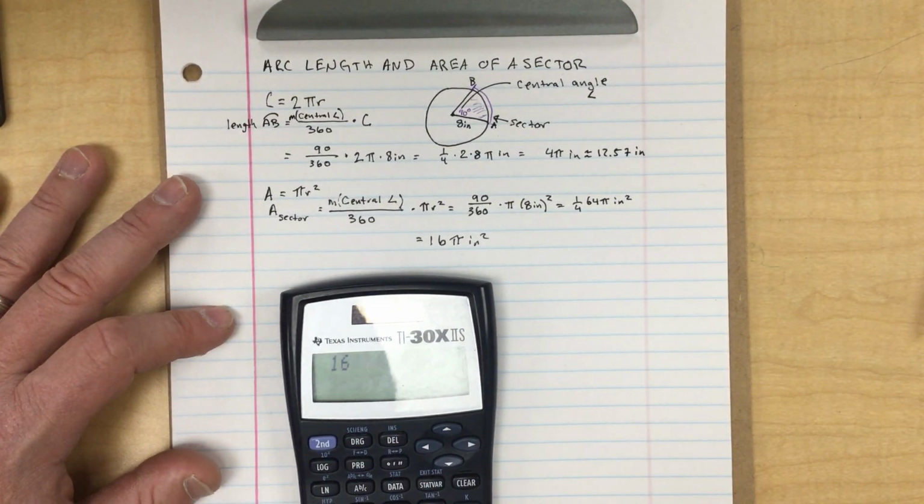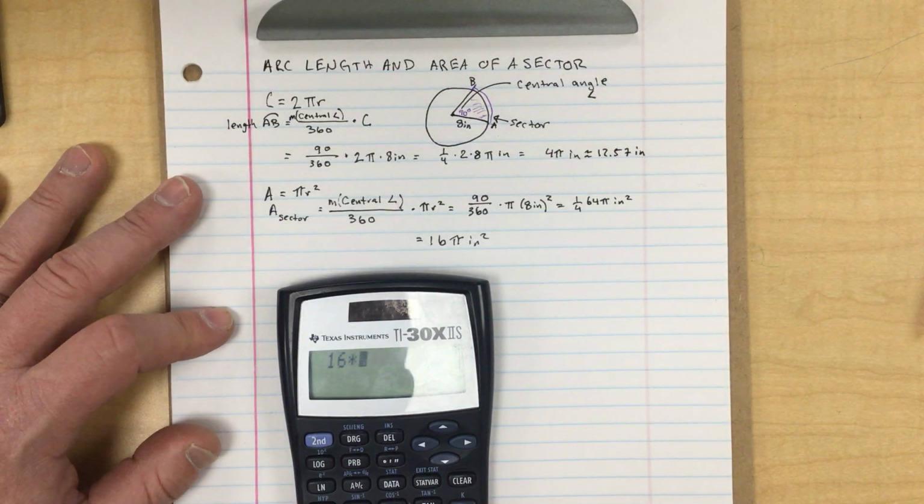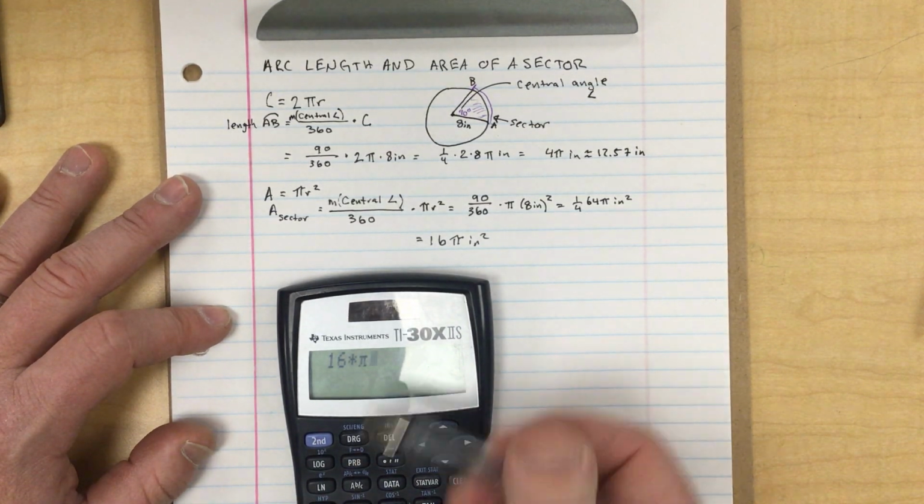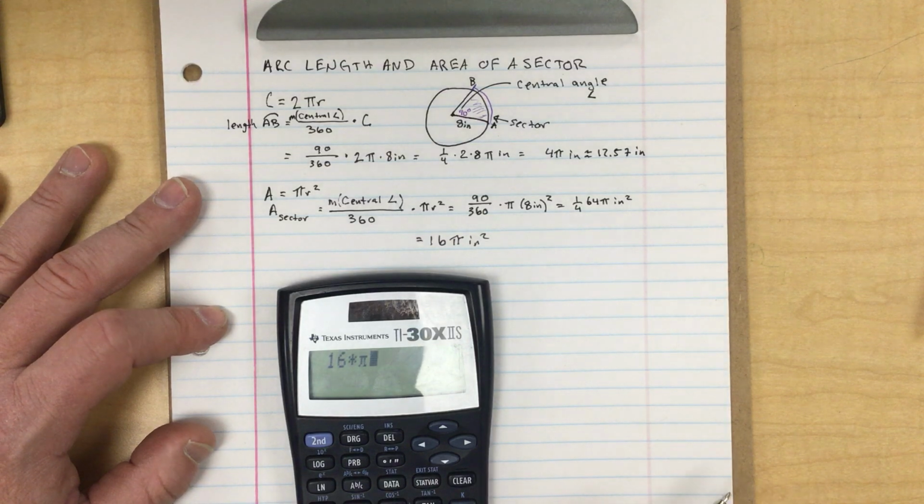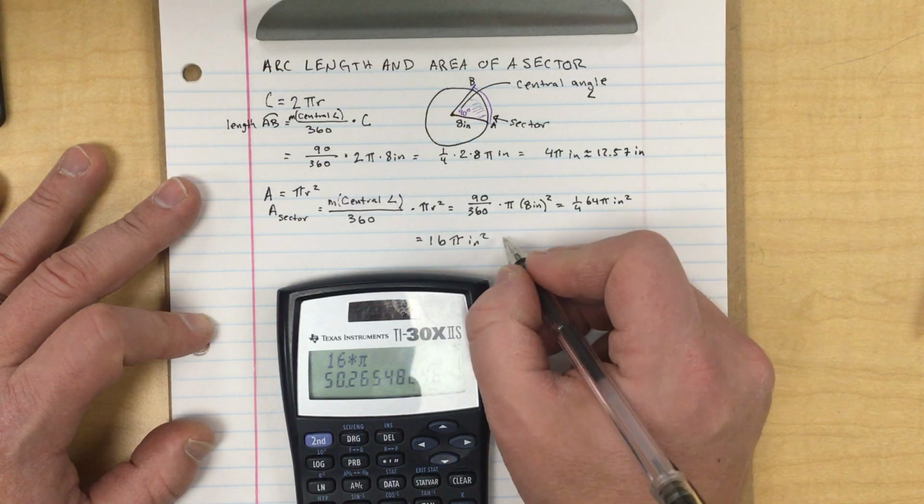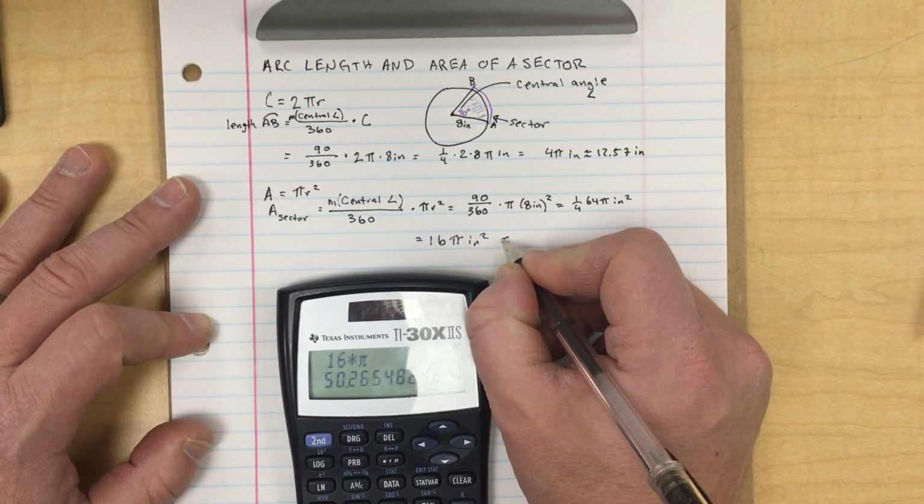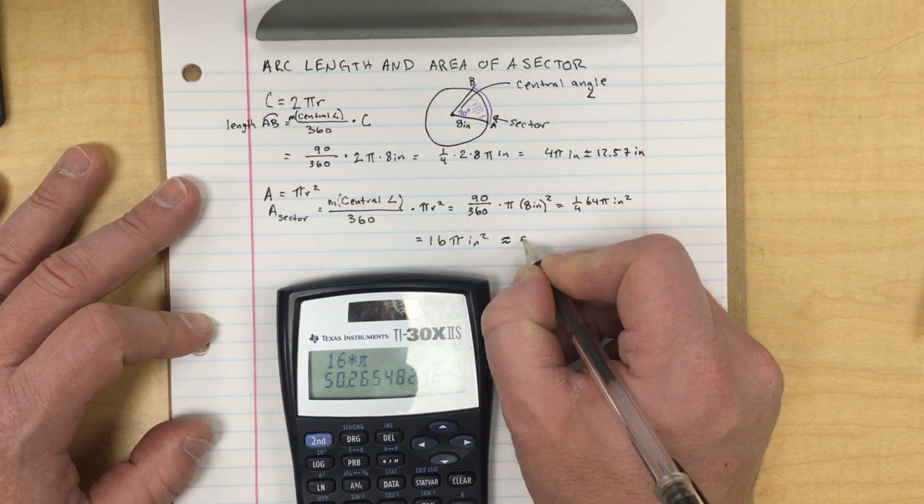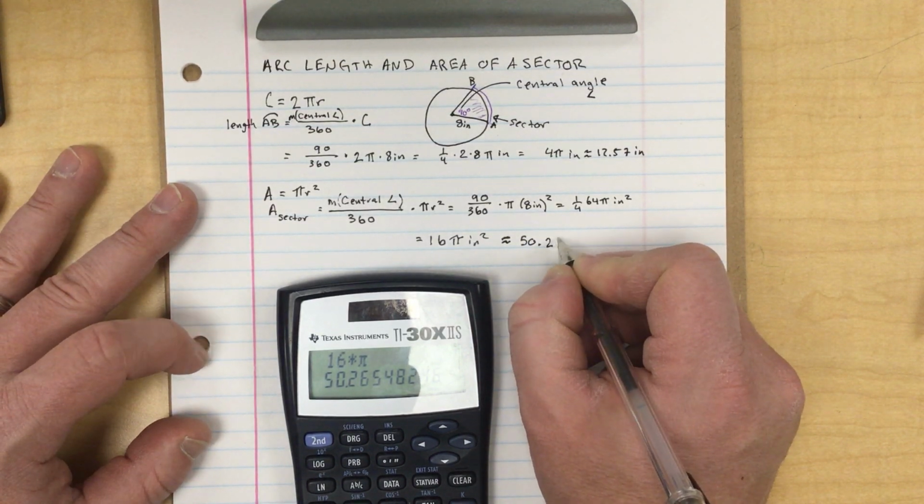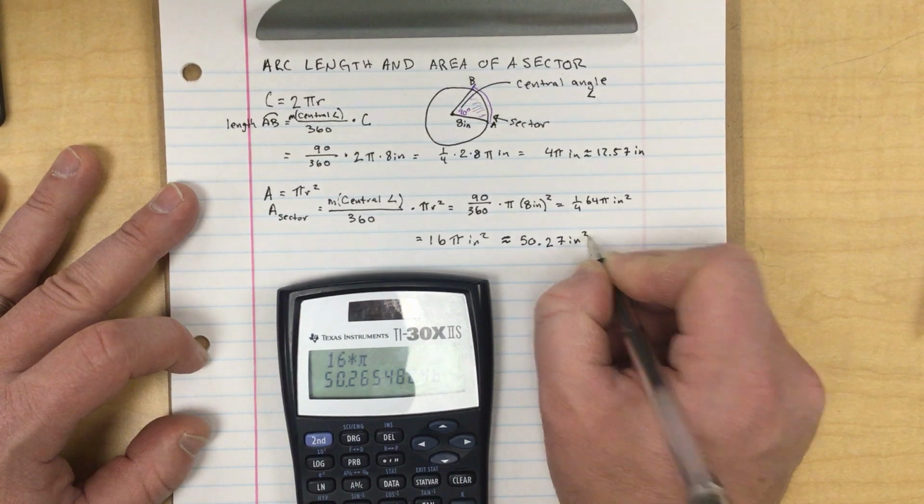So let's calculate this out. Again, we'll do an approximation, so we're going to multiply by pi. If you put that multiplication sign there, great. If you don't, the calculator does it just fine. So this is approximately 50.27 inches squared.